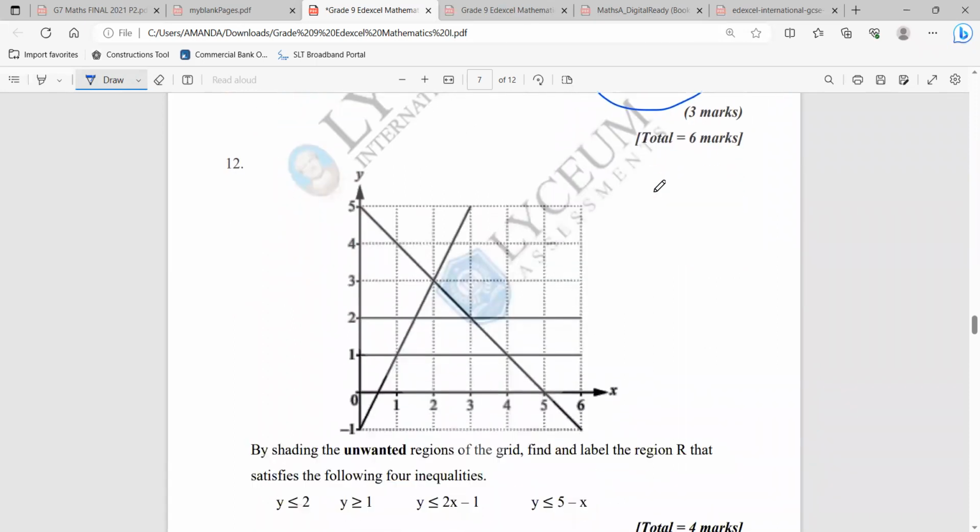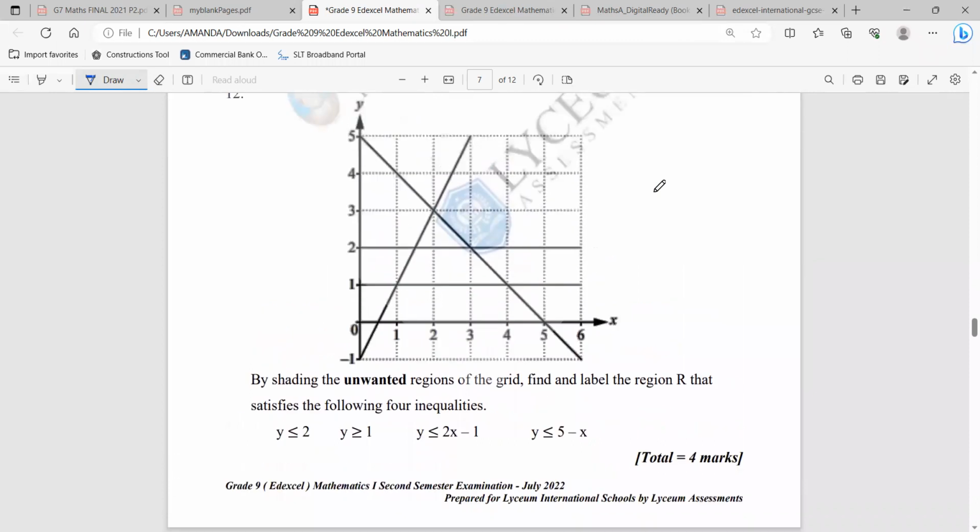Now, question number 12. Right. Here it says, by shading the unwanted regions of the grid, find and label region R that satisfy the following 4 inequalities. Now they have given 4 inequalities. Look here. So we need to find the area which satisfies the following 4 inequalities. So that's what we need.